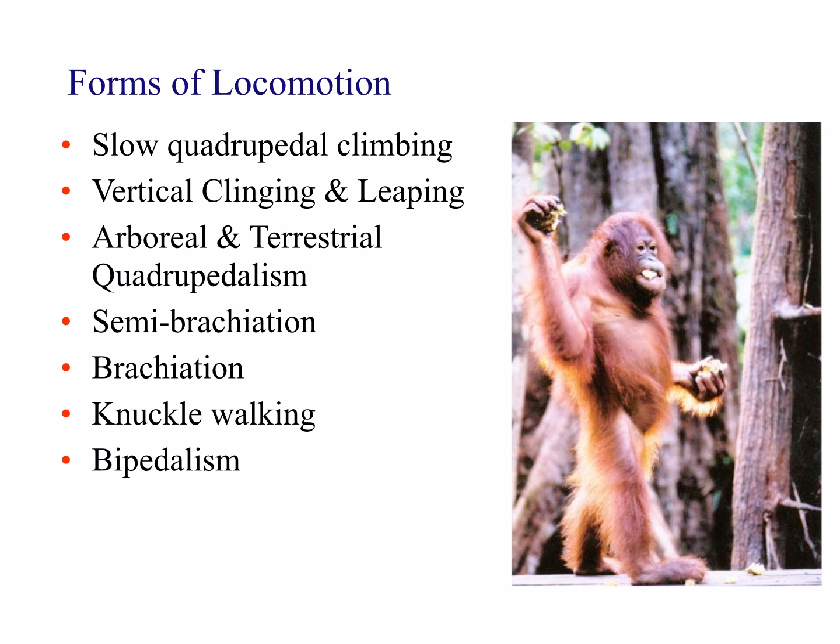So because this lecture is all about forms of locomotion, that's what we're going to be talking about. So we have slow quadrupedal climbing locomotion, vertical clinging and leaping, arboreal and terrestrial quadrupedalism, semi-brachiation, brachiation, knuckle walking, and then finally bipedalism, walking upright. We're going to save bipedalism for the end of the week, and we're going to work on that together in class.